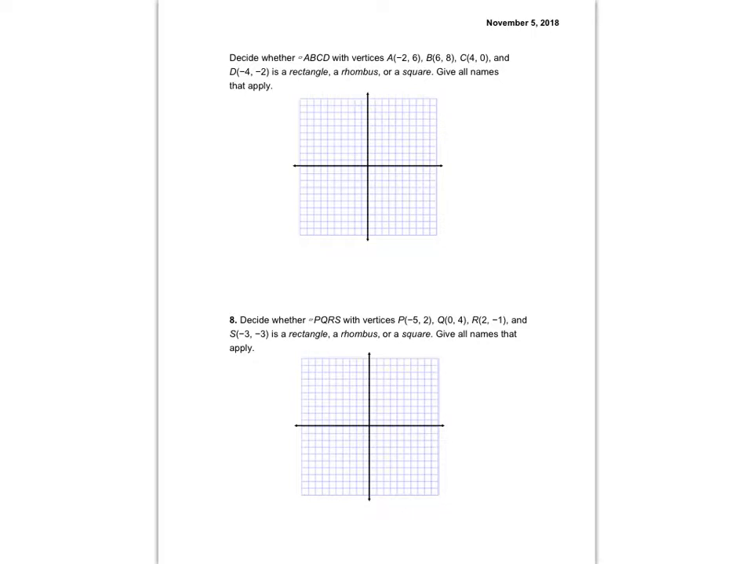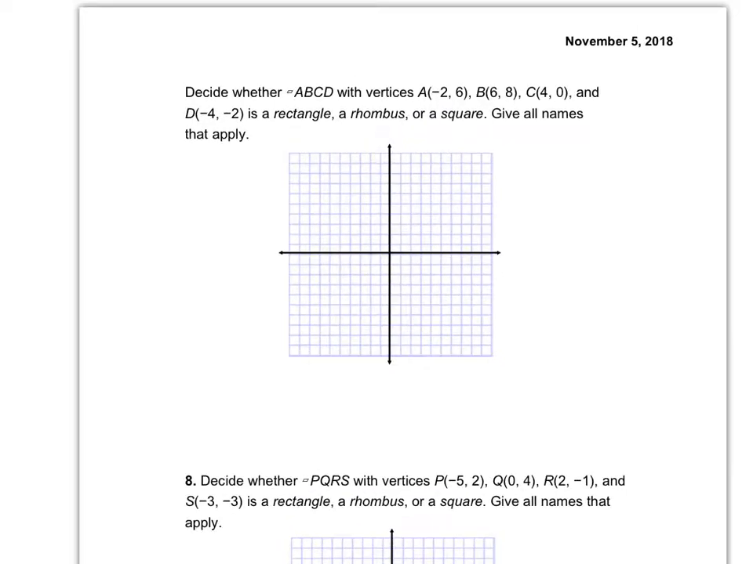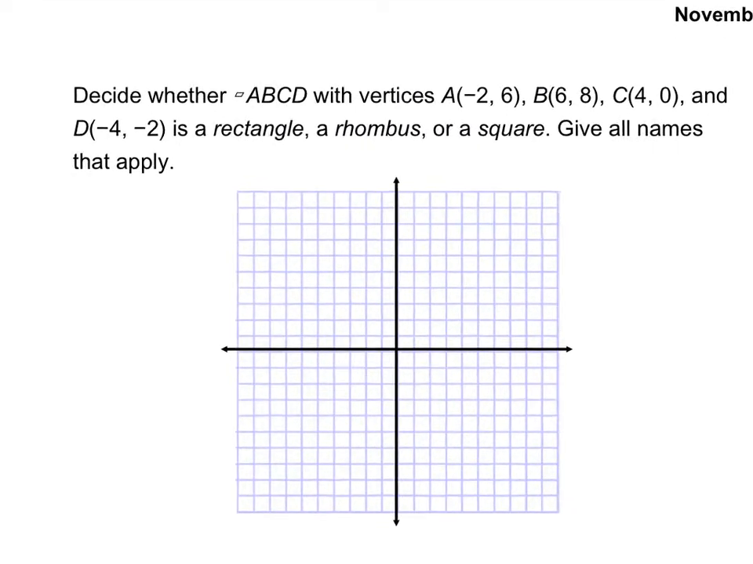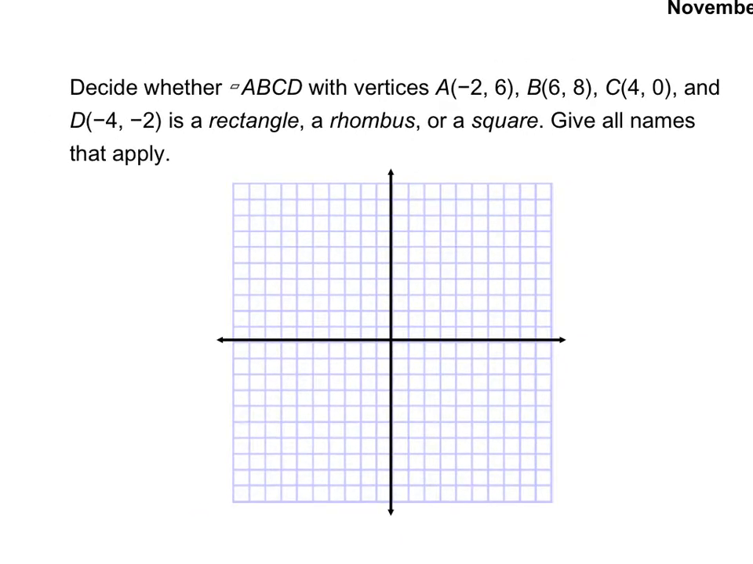Okay, so now we're just going to do a couple of problems real quickly here. We're going to see how we can identify these. To identify these, we're going to graph them, and then find some slopes and lengths and decide what kind of polygon they are. So first thing we're going to do is graph this.